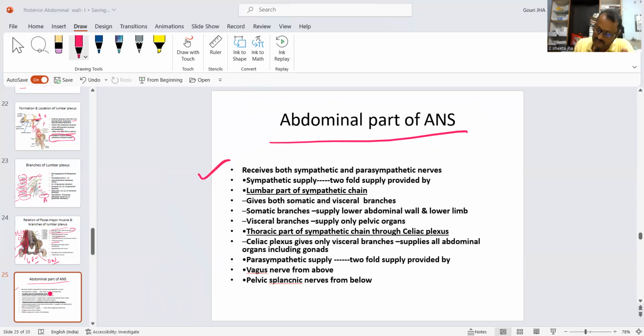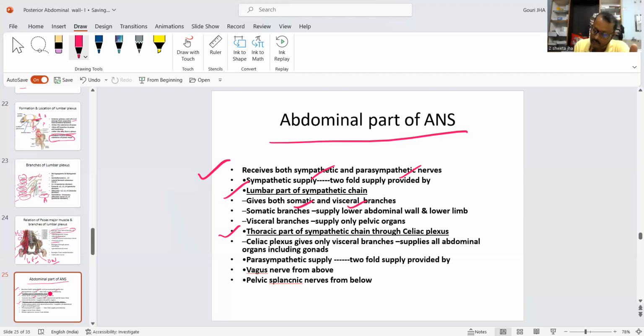It will receive both the sympathetic and the parasympathetic nerve. Sympathetic supply will be from the lumbar part of the sympathetic chain and the thoracic part of the sympathetic chain. Because we have a thoracolumbar segment, it will have either the lumbar or the sacral. The lumbar sympathetic trunk coming from the lumbar region will give both somatic and visceral branches.